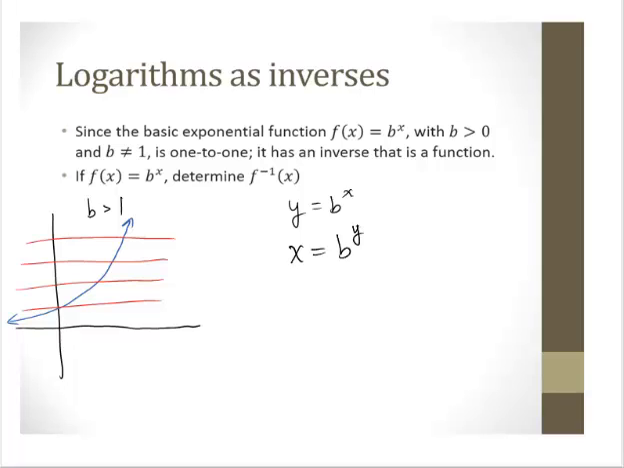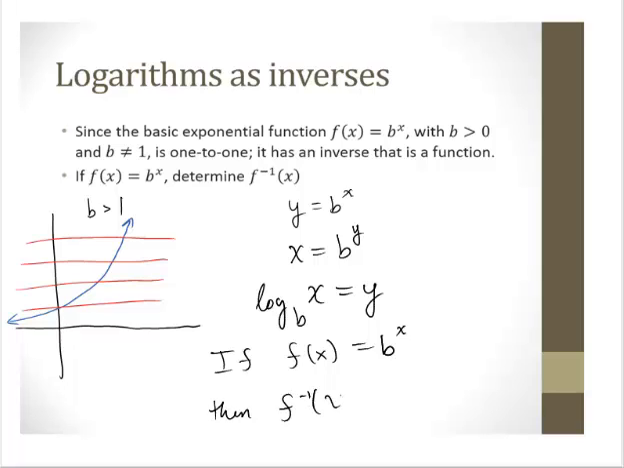And now we have this. Well, let's turn this over. Since we need to get the y by itself, let's write this in a logarithmic form. So I could write this, the log base b to yield x is y. So if f of x is b to the x, then its inverse function is the log base b of x.